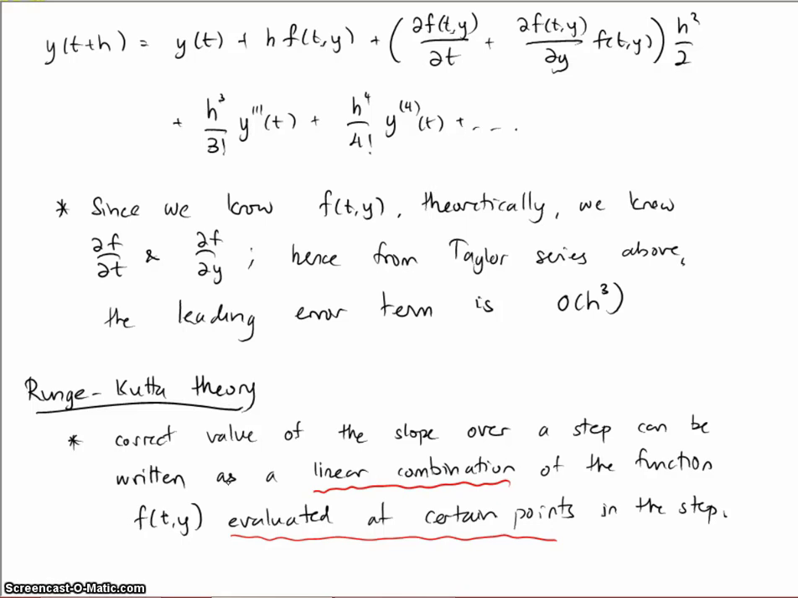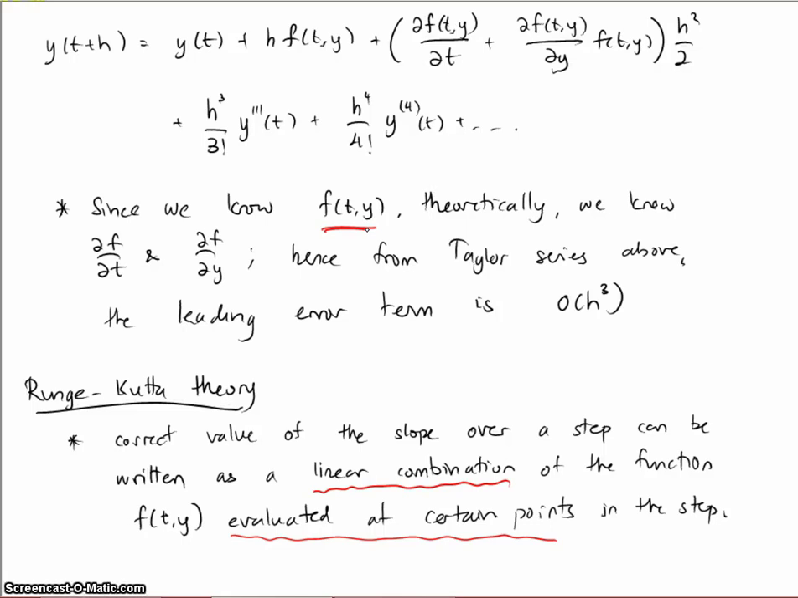So what this basically means is that the value of the slope over a step, what is the slope? The slope, you know, is given by your function f. So it can be approximated as a linear combination of the function f evaluated at certain points in the step. So this is just the definition of the theory.